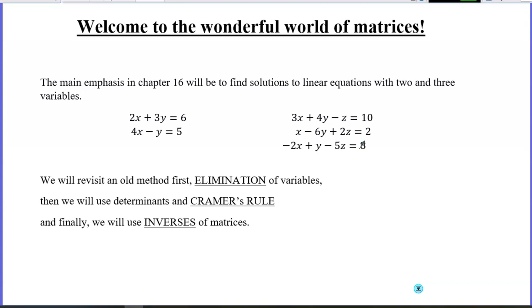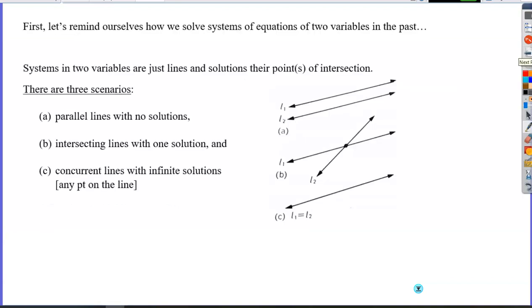So to start off with, we're going to look at some old methods like elimination of variables to solve. Then we'll move ourselves into using determinants and something called Cramer's rule. And then finally, we'll use inverses of matrices to do that. And along the way, we'll define what matrices are and we'll find some of their operations to help us get to those various stages.